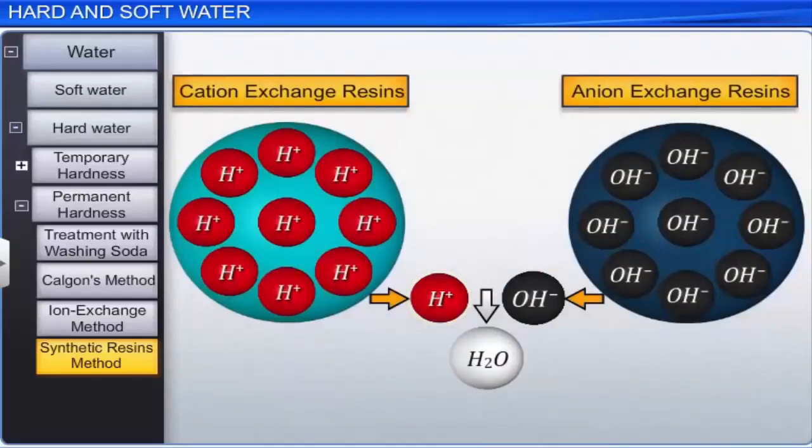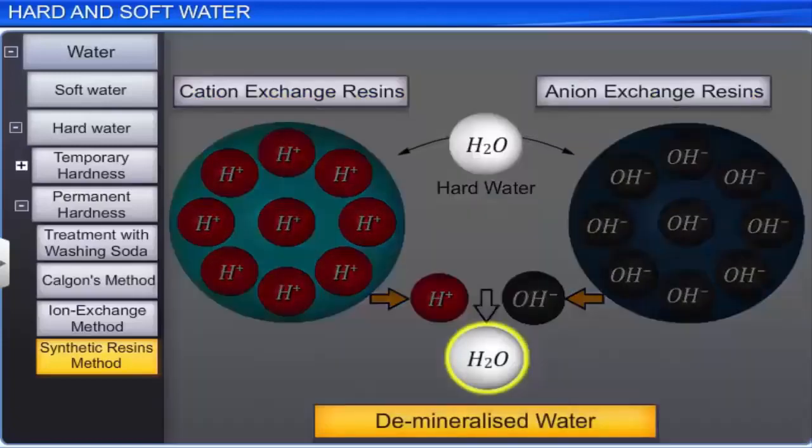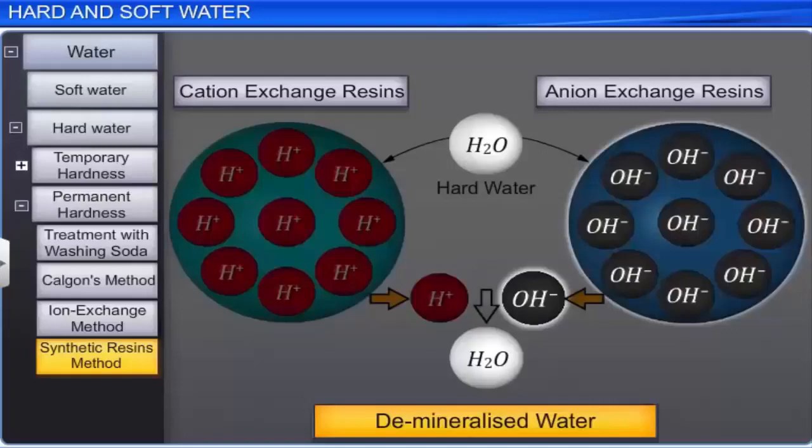Anion exchange resins contain organic molecules with groups such as NH3OH that exchange their OH- ions with the anions present in hard water. Pure demineralized or deionized water, free from all soluble mineral salts, is obtained by passing hard water successively through a cation exchanger in the H+ form and an anion exchange resin in the OH- form.